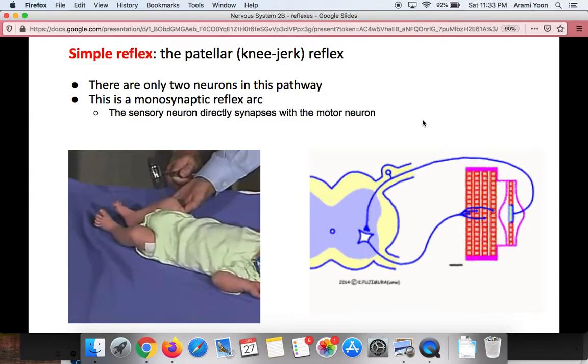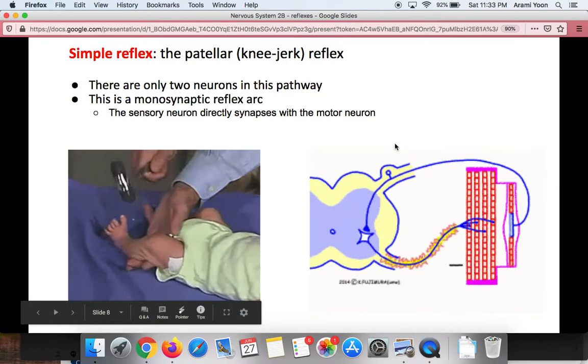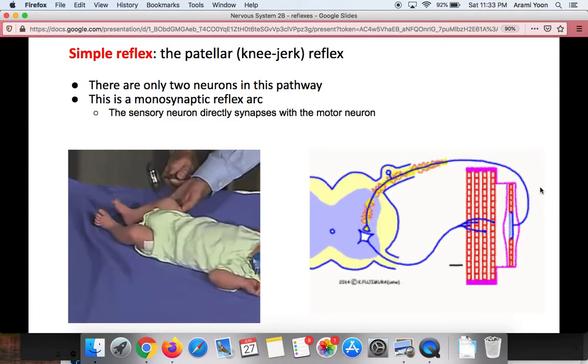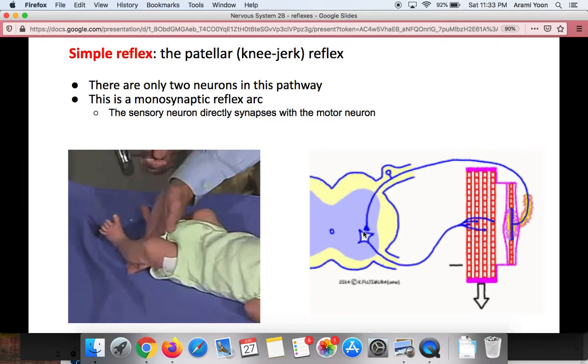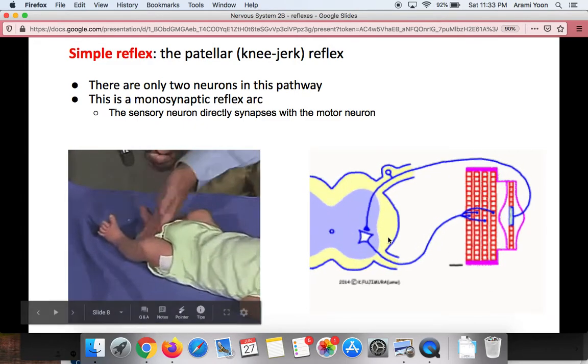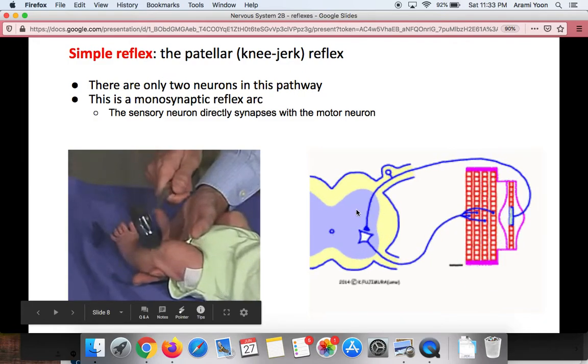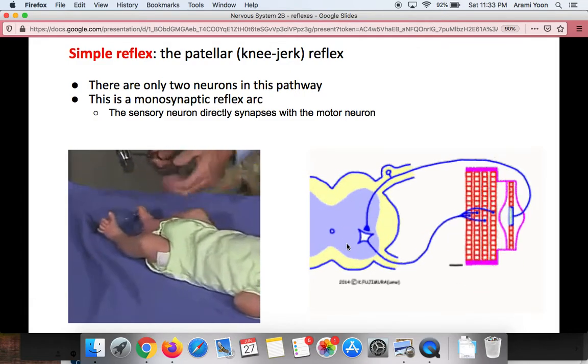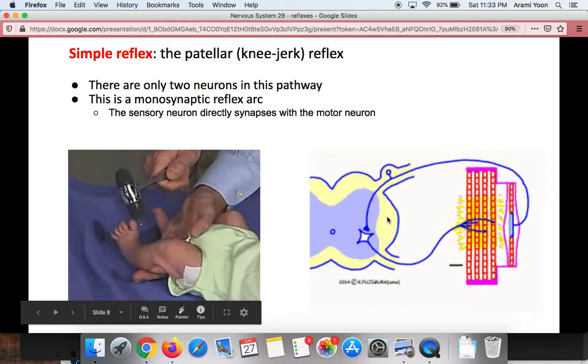Notice that in this reflex, the simple reflex, there are only two neurons in this pathway. There's the sensory neuron here, there's the motor neuron here. There is only one synapse between them, just one synapse between the sensory and the motor neuron, and so this is called a monosynaptic reflex arc.